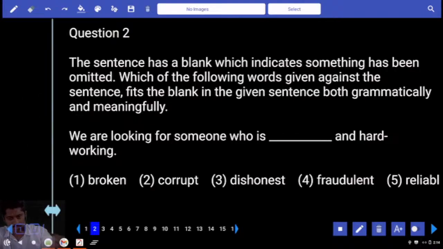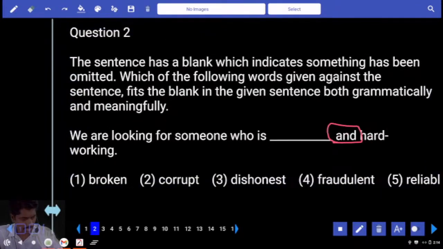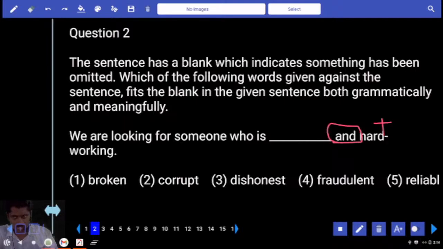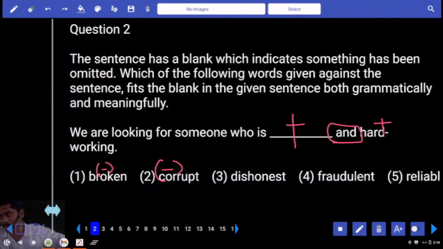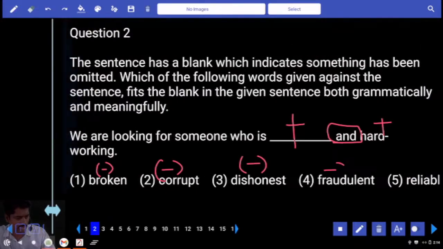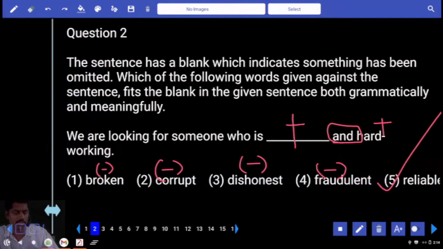Now question number 2. We are looking for someone who is a dash and hardworking. Now the hint is what here? And hardworking. Hardworking is positive or negative? So and is there, so I require a similar positive meaning word. And generally combines two similar elements, so positive and positive. Broken is negative. Corrupt, the fellow who takes bribes illegally, that is corrupt. Dishonest also negative. Fraudulent also negative. Reliable, the fifth option, is the right answer.